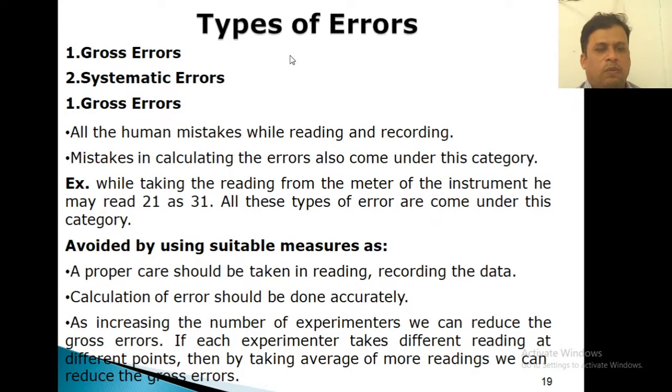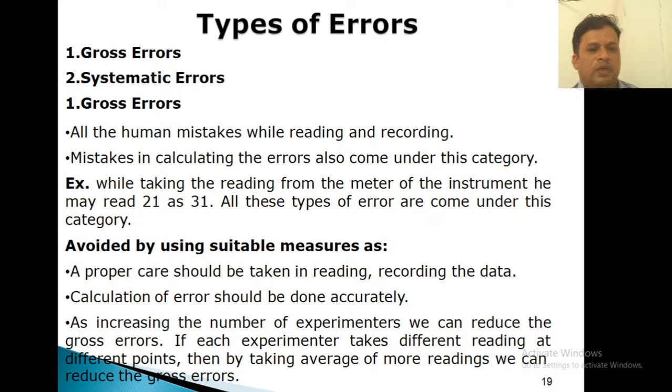Now let us talk about the errors, because the errors are also a main part of this discussion. Gross errors and systematic errors are two types of errors here. So we will talk about the gross errors first. All humans make some errors during the recording of readings. Mistakes in calculating are called gross errors. While taking the reading from the meter, 21 may be read as 31. All these types of errors can be taken under this category.